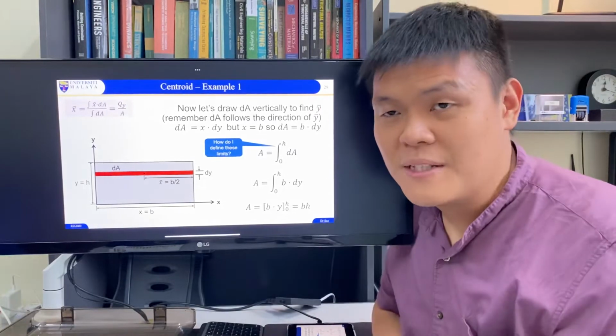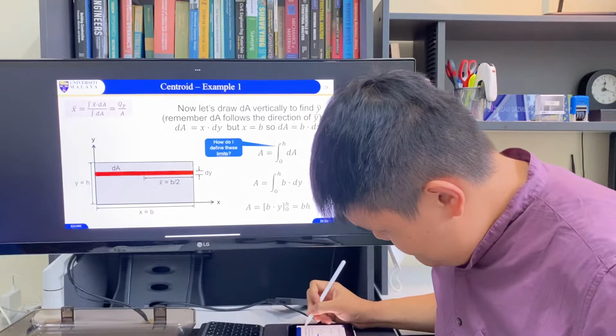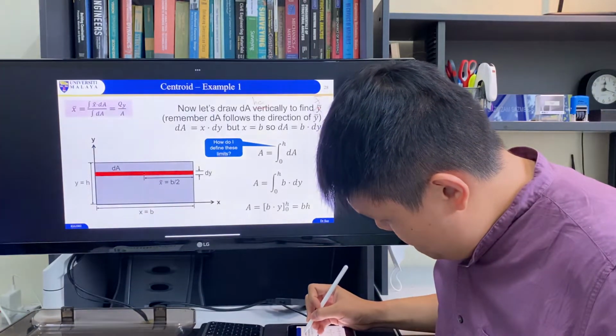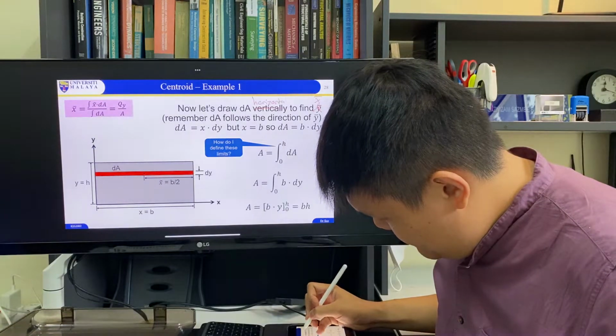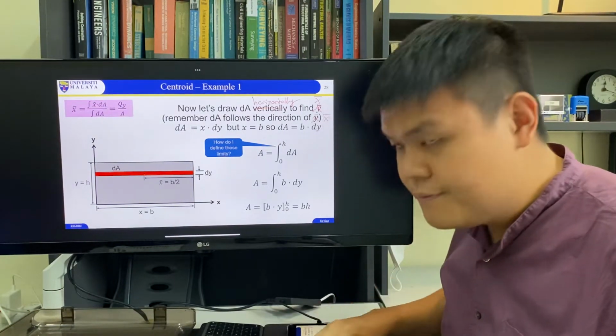I think this is a bit of a mistake. This should be x bar. This one should be horizontal. Okay, this one should be x bar as well.